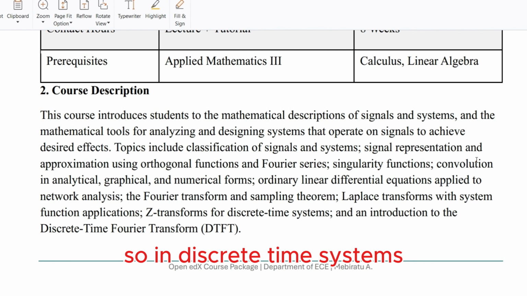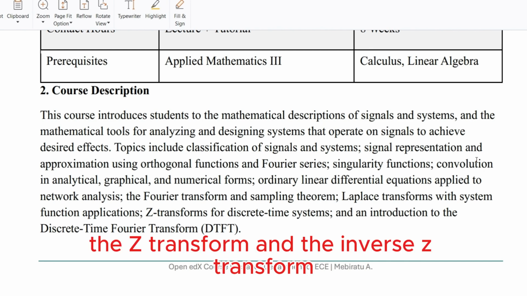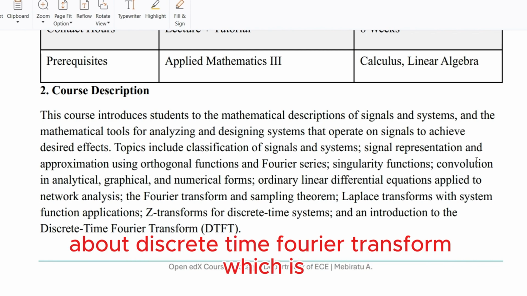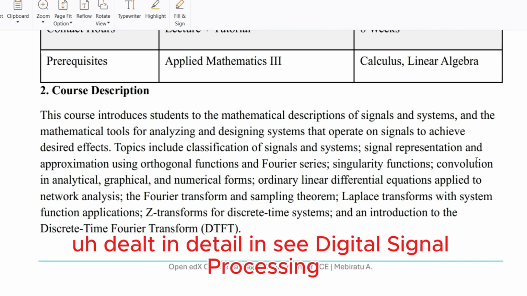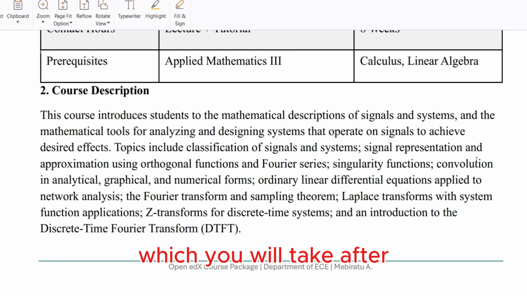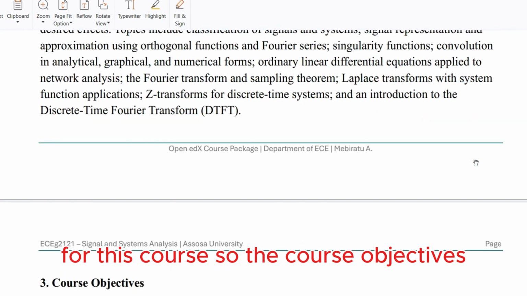In discrete time systems, similar to Laplace transform and Fourier transform, we will learn the Z transform and the inverse Z transform. Finally, we'll see an introduction to the discrete time Fourier transform, which is dealt with in detail in digital signal processing, the advanced course which we will take after the completion of this course. So this is what the course description looks like for this course.